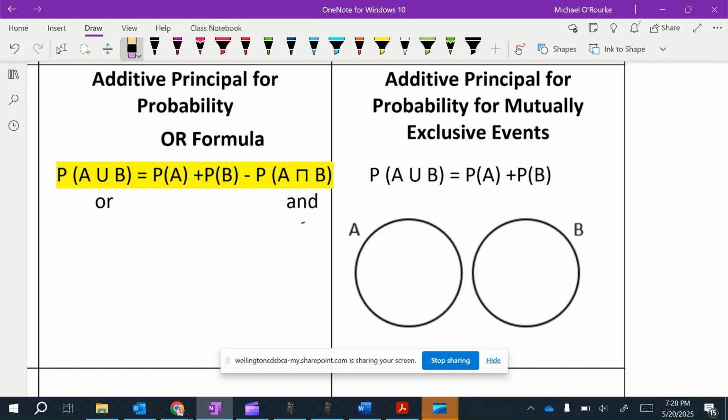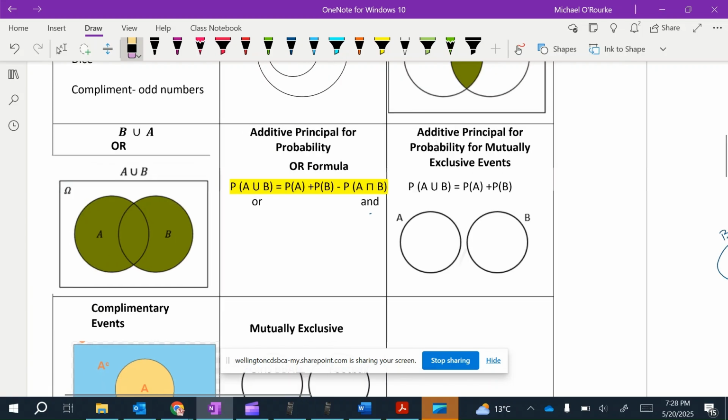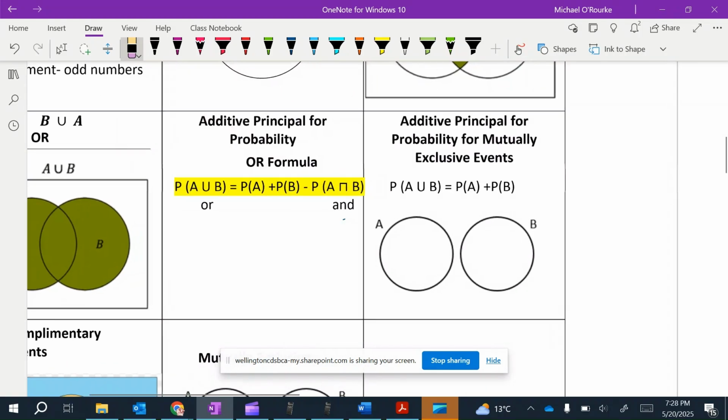Now if it's mutually exclusive, it has just A plus B, because you don't have to subtract the probability of A and B, because there's no crossover right here. So there's nothing to subtract. So pause it here and write those in your formula sheet. You can see kind of where it is.